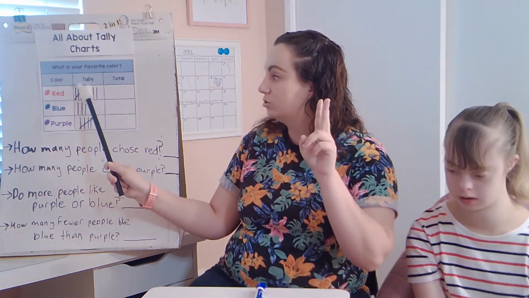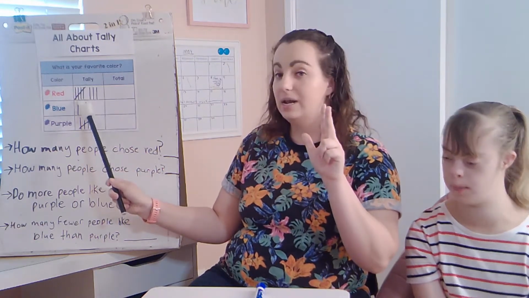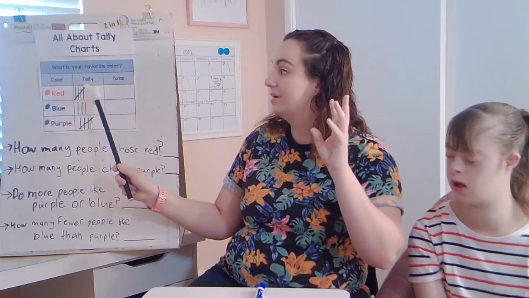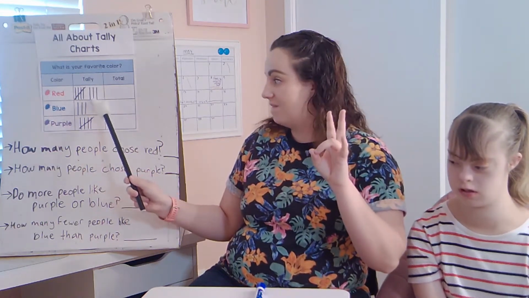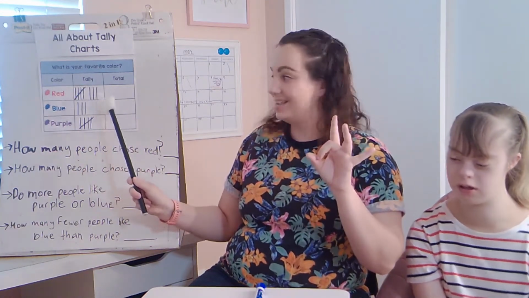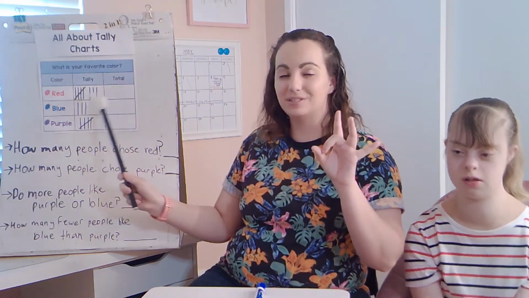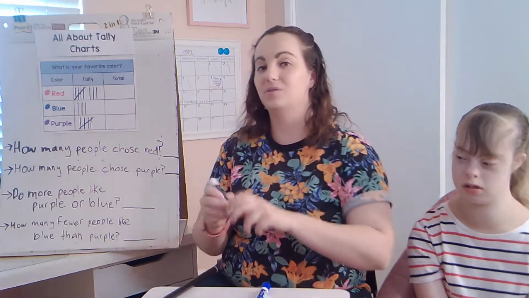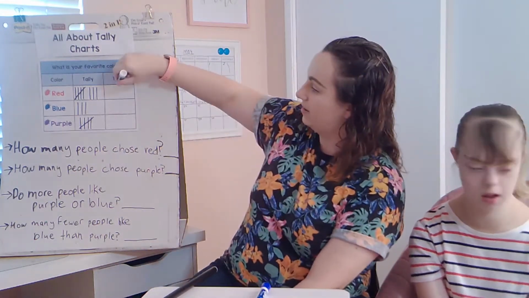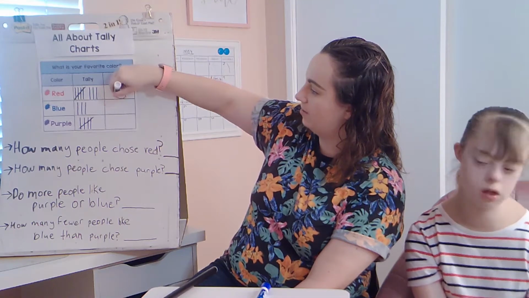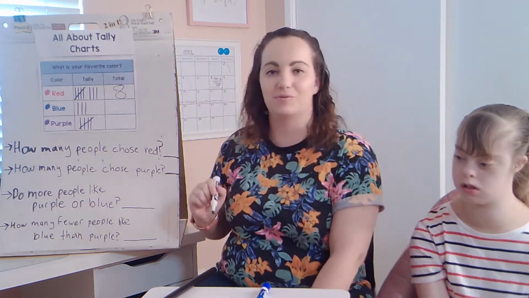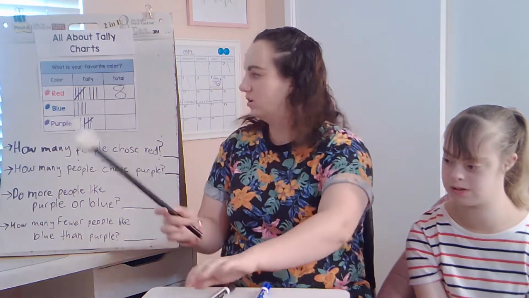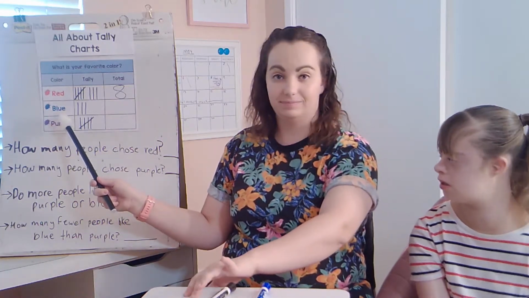1, 2, 3, 4, special 5, then keep going, 6, 7, 8. Yes, how many people said red was their favorite color? 8. Good. So we take our writing tool and we write 8. Total amount. 8 people said red was their favorite color. Let's go ahead, look at the next color.